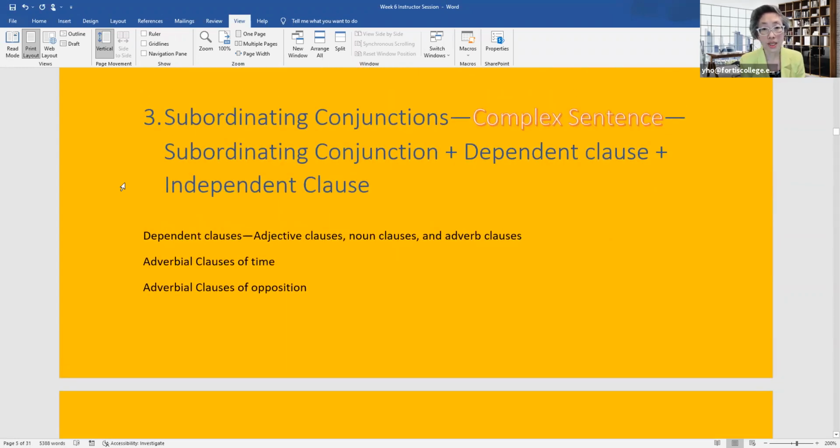The third kind of sentence is a complex sentence, which uses a subordinating conjunction. A complex sentence is joined by a dependent clause and an independent clause.